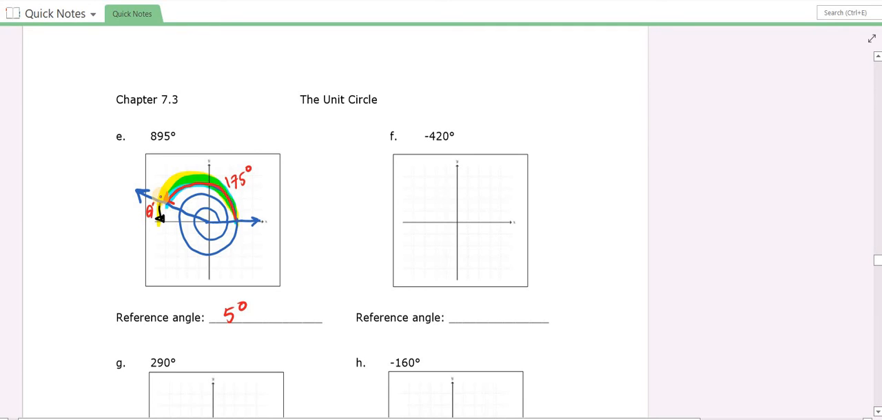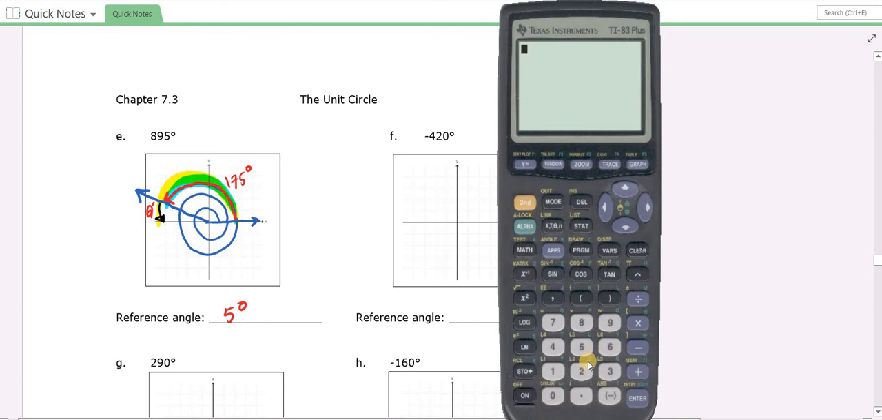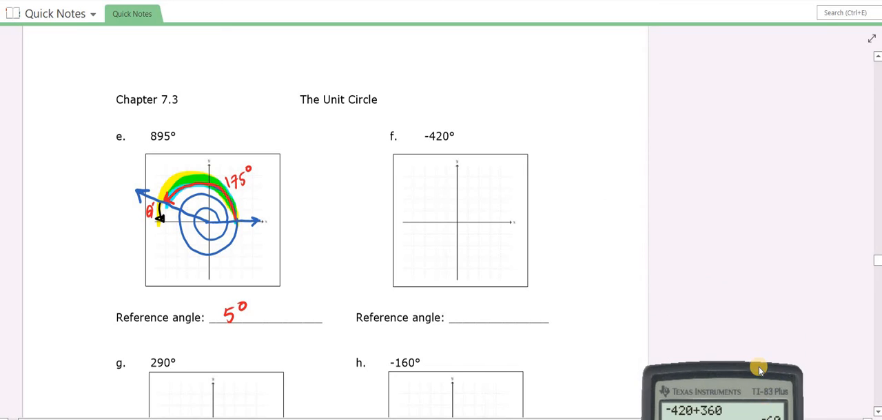The next angle is negative 420 degrees. That means I am not going to go counterclockwise. I will go clockwise 420 degrees. That is 1 full revolution. Let me just figure that out. So negative 420 plus 360 is equal to negative 60. So this is basically my reference angle, but I want to know how to draw it.